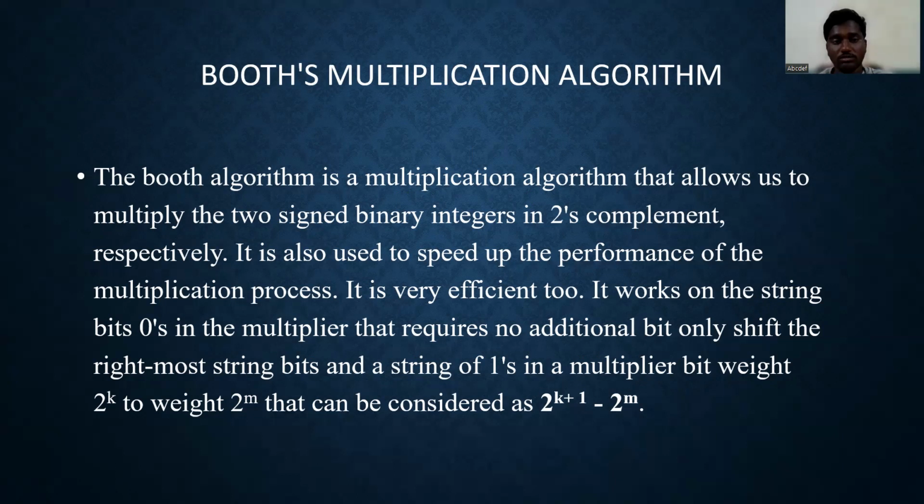It works on the string with zeros in the multiplier that requires no additional bit. Only shift the rightmost string bit of one in a multiplier bit weight 2^k to weight 2^m, that can be considered as 2^(k+1) minus 2^m.